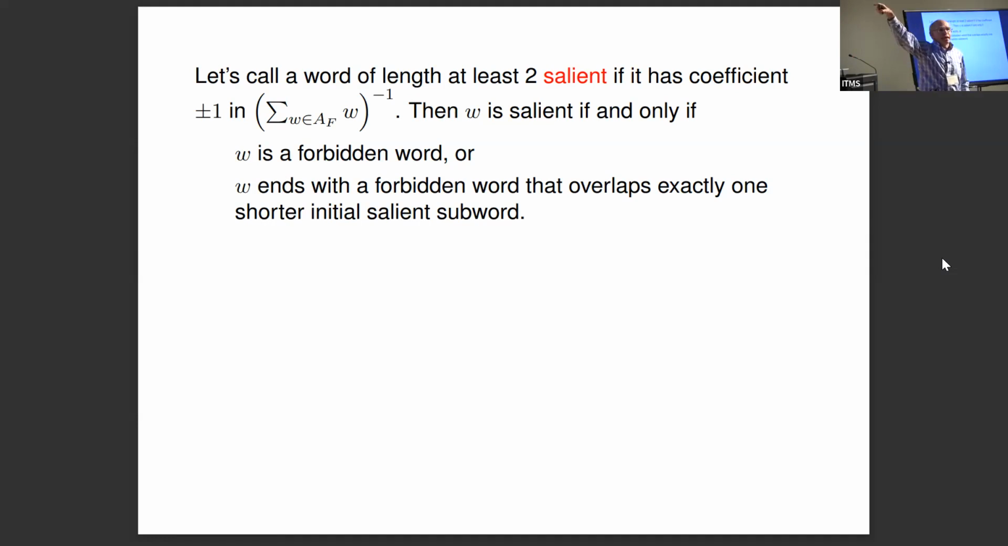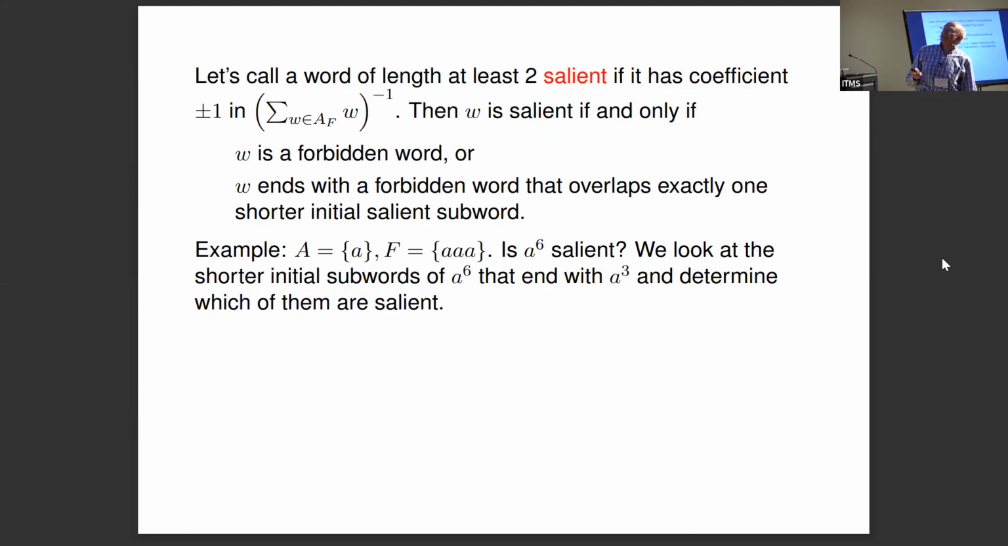So from what I said on the previous slide, it has to intersect with either 0, 1, or 2 previous salient words. So it's salient if and only if it overlaps with exactly one of them. You might hope that there was something even more explicit than this, but this is probably the best that you can get.